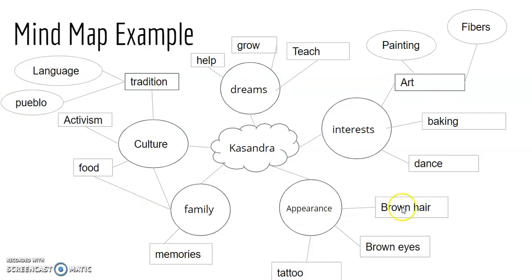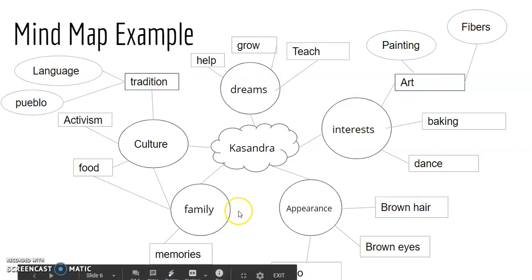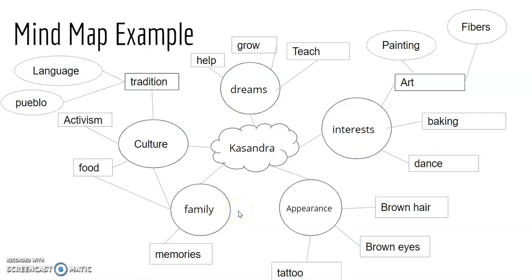So that's overall my mind map example, just to give us a good starting point of how one would look. Again, there's a lot of different ways that you can do different examples, and this is just one way.